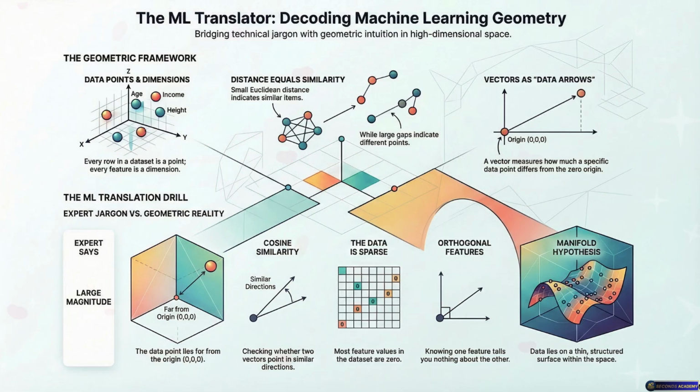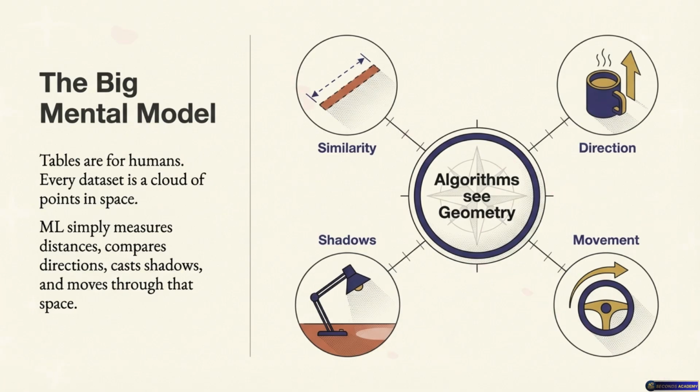It really does. Let's bring this deep dive to its final synthesis. What is the ultimate mental model the listener needs to take away and apply to their Python code tomorrow morning? The big takeaway. The foundational truth is that spreadsheets and tables are a comforting illusion designed exclusively for human eyes. Algorithms are blind to tables. An AI model perceives your dataset as a sprawling, high-dimensional galaxy of floating coordinates. A geometric universe. It analyzes the system by measuring the physical distances between those points to determine similarity.